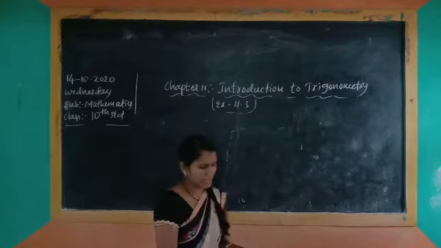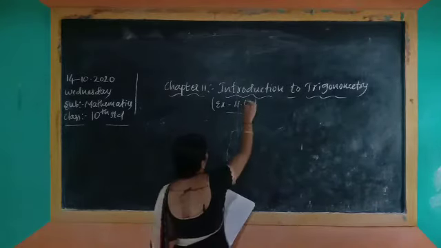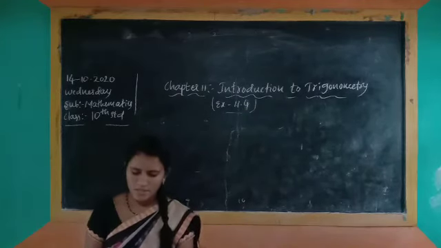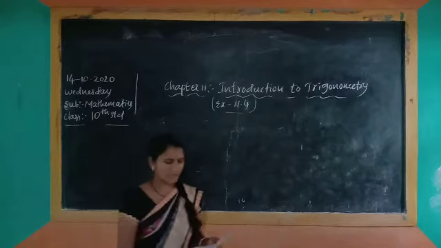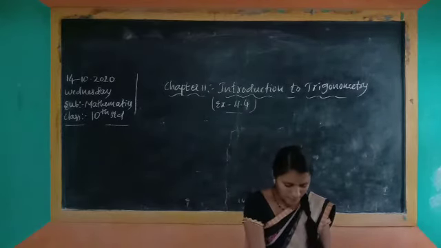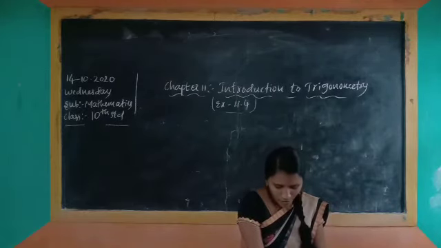Now exercise 11.4. In that, the first question: express the trigonometric ratios sin A, secant A and tan A in terms of cot A. Here they have given sin, secant, tan. In terms of cot you should write.